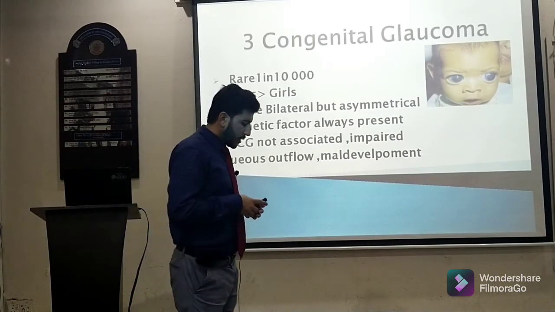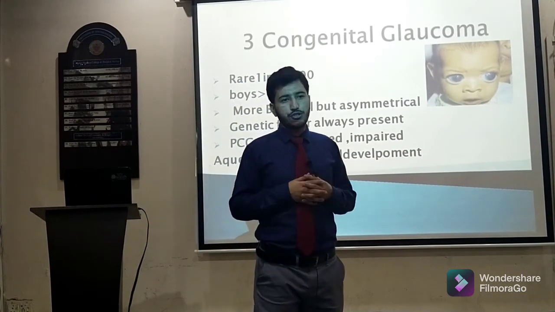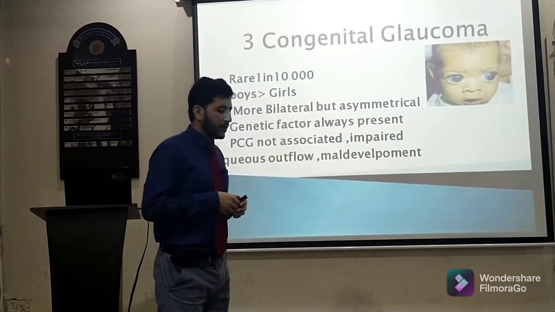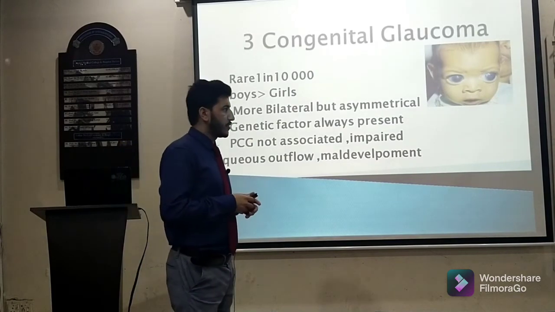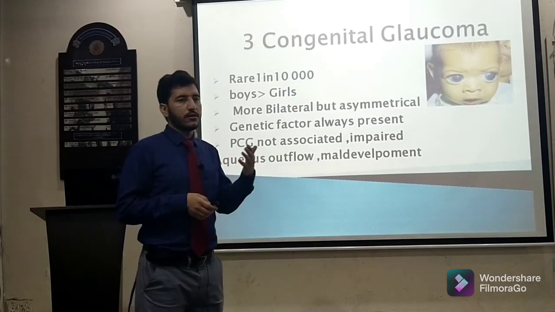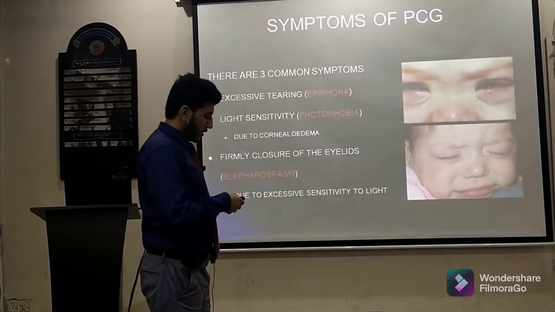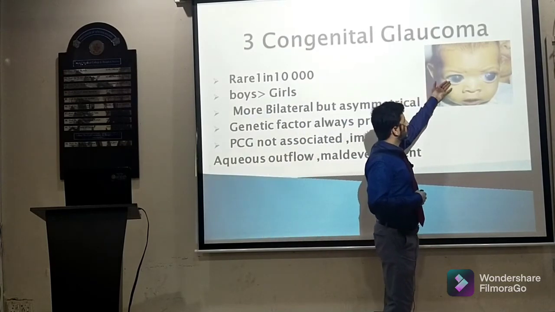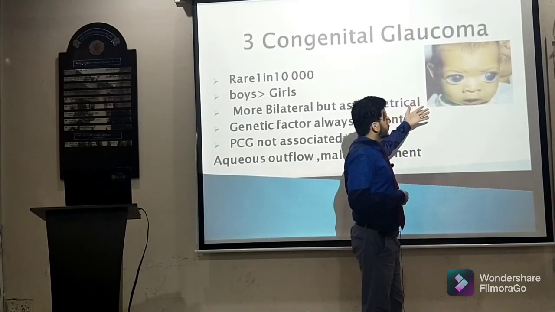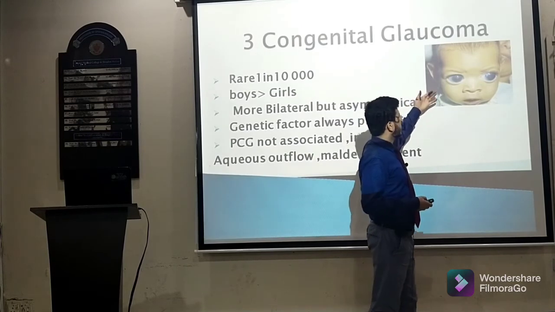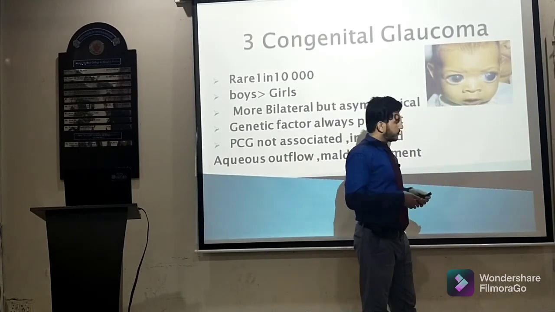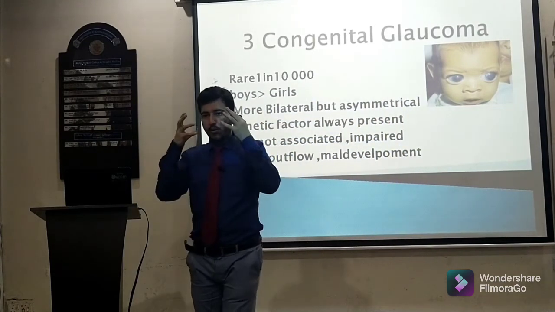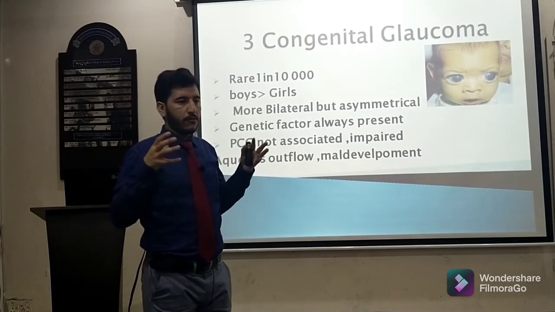In congenital glaucoma, there will be aqueous flow obstruction, with maldevelopment of the aqueous drainage system, and the patient will have glaucoma. As we can see in this image, the patient has glaucoma. We will discuss the signs and symptoms of glaucoma later. But a patient with congenital glaucoma will have a bull eye, like a cow, a very large eye.